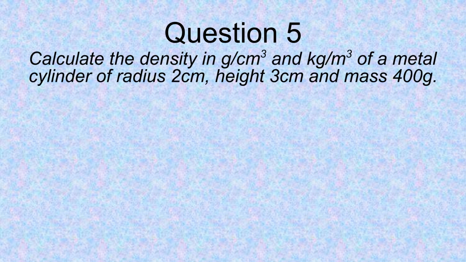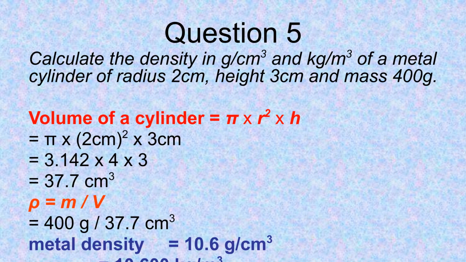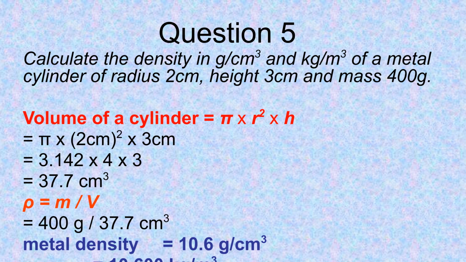Question 5 asks to calculate the density in grams per cc and kilograms per cubic meter of a metal cylinder with a radius of 2 centimeters, height of 3 centimeters, and mass of 400 grams. First, calculate the volume of the cylinder. Pi times radius squared times height, which is 37.7 cubic centimeters. Then, divide the mass, 400 grams, by the volume. The density is 10.6 grams per cc, or 10,600 kilograms per cubic meter.